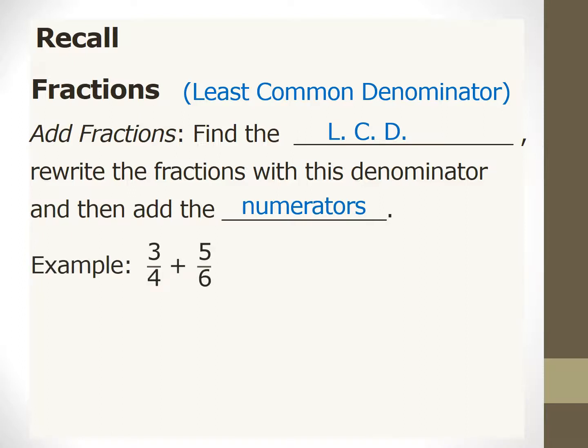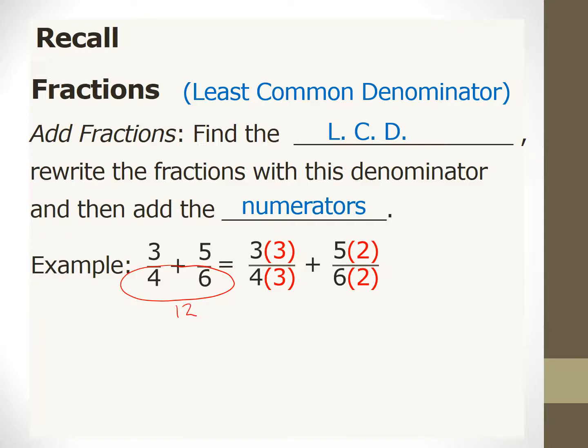So for example, if we had 3/4 plus 5/6, we need to look at these denominators and say, what's a number that both 4 and 6 can go into, so we can convert these fractions to have that common denominator. So what we've decided is that 4 and 6 both go into the number 12. And so how would we turn a denominator 4 into 12? We would multiply by 3. If we multiply the bottom by 3, we must also multiply the top by 3.